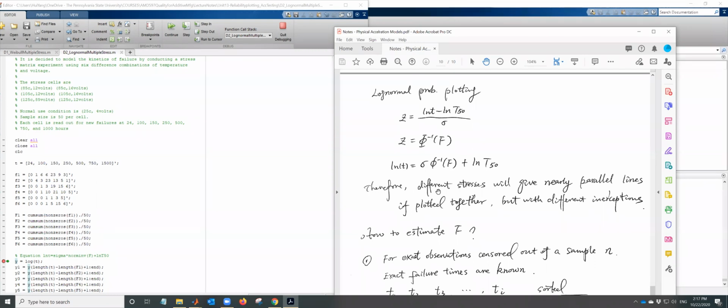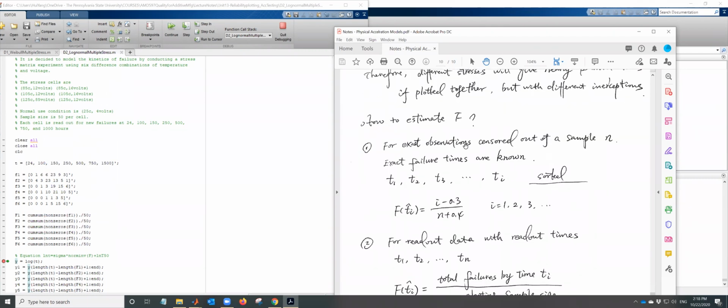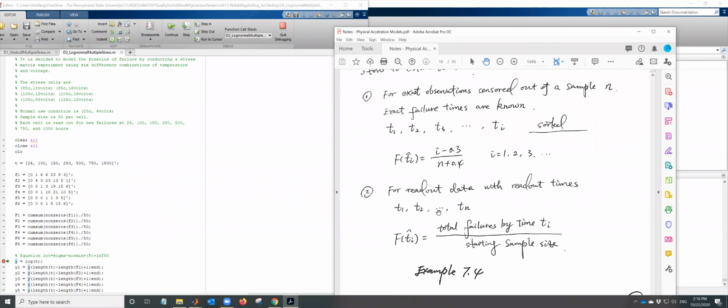So different stress conditions will also give nearly parallel lines if plotted together, but with different intercepts, because t50 is a median, also called the scale parameter. So how to estimate F? For exact observations censored out of a sample size n, where exact failures are known, we use F_i equals (i minus 0.3) divided by n. N is the total number of products you're testing at the beginning, and i is the i-th failure. You sort them. And for readout data, with readout times T1, T2, up to Tn, the F_i is total failures by this time divided by starting sample size.